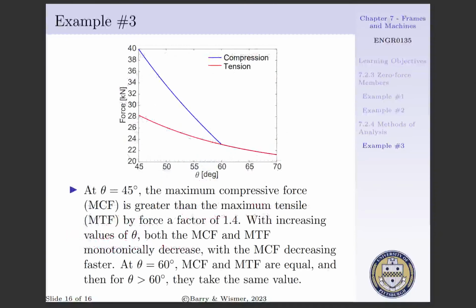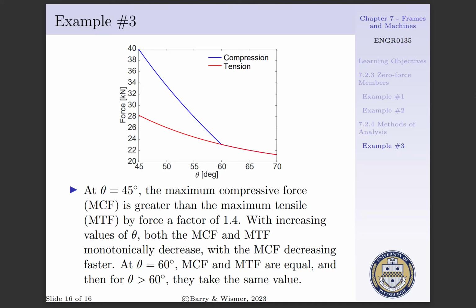Plotting our compressive and tensile forces against theta gives us a very unique trend. At theta equal to 45 degrees, our maximum compressive force, denoted as MCF, is greater than our maximum tensile force, denoted MTF, by a factor of 1.4.